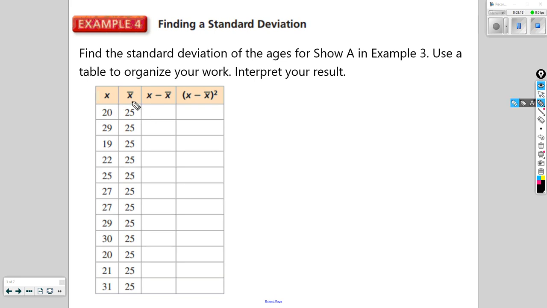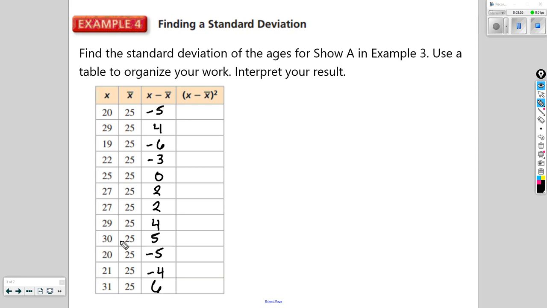So for this data value, to find that deviation, we would just do 20 minus 25, which would be negative 5. All right, 29 minus 25 would be 4. 19 minus 25 would be negative 6. 22 minus 25 would be negative 3. 25 minus 25 would be 0, and so on. So we would get then 2, 2, 4, 5, negative 5, negative 4, and then 6. So we found the deviations between each data value in the data set and the mean.